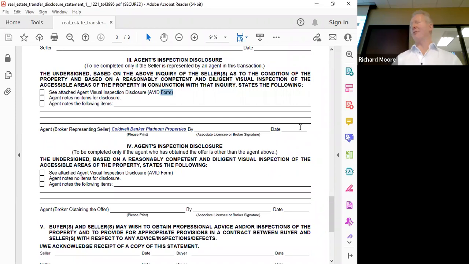Now, what happens if you find out the TDS was completed incorrectly? If you're aware of an error, you've got a fiduciary obligation to the client. So you should notify them. It's really what you should be doing. So what does that mean for all these disclosures? You should be reviewing the disclosures.